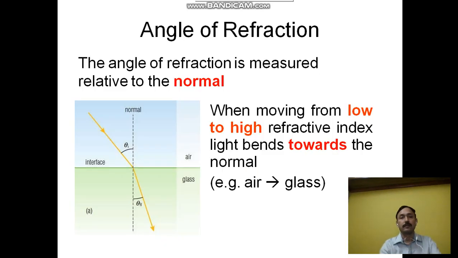Now, angle of refraction. The angle of refraction is measured relative to the normal. When moving from low to high refractive index, light bends towards the normal. This is air, with a low refractive index, and glass has a high refractive index. So moving from a lower refractive index to a higher refractive index, it bends towards the normal. Here theta I is the incidence angle and theta R is the refracted angle, or angle of refraction.